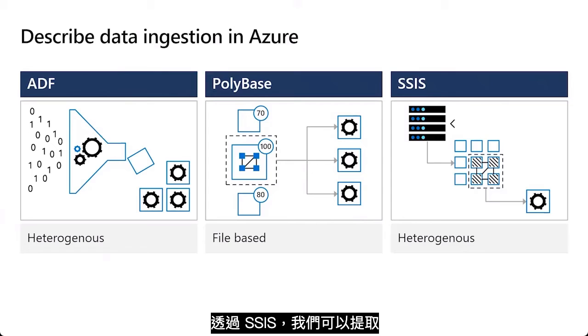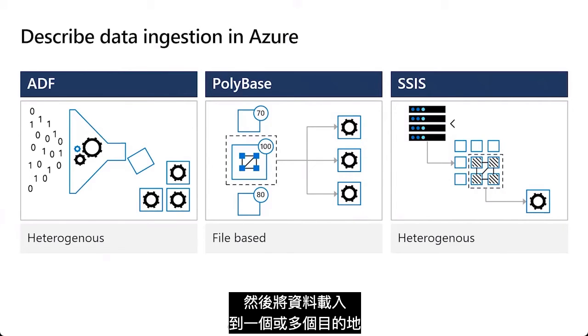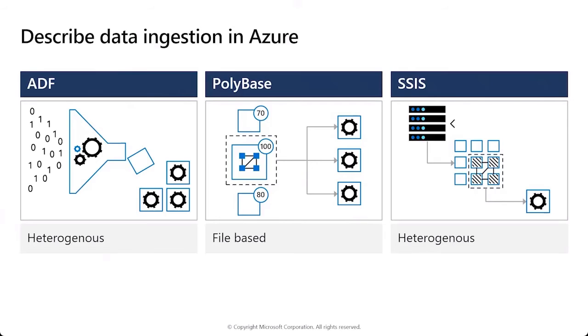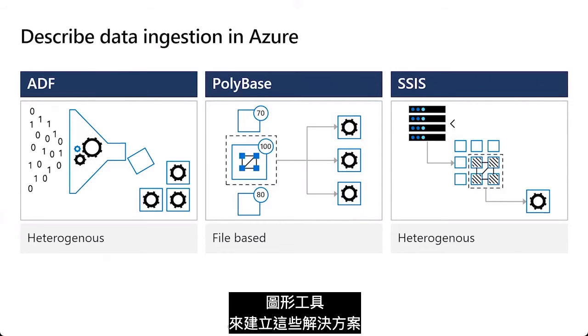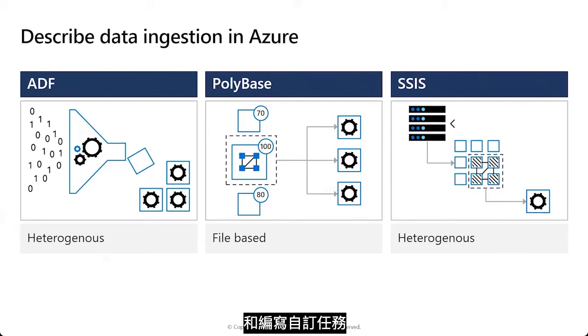With SSIS, we can extract and transform data from a variety of data sources, such as XML data files, flat files, and relational data sources, and then load the data into one or more destinations. You can use the graphical tool provided by SSIS to create these solutions without having to write a single line of code. You can also program extensive Integration Services object models to create packages programmatically and code custom tasks and other package objects as well.